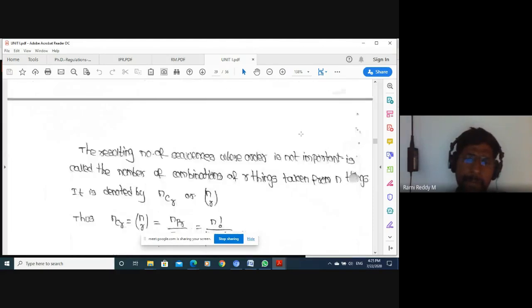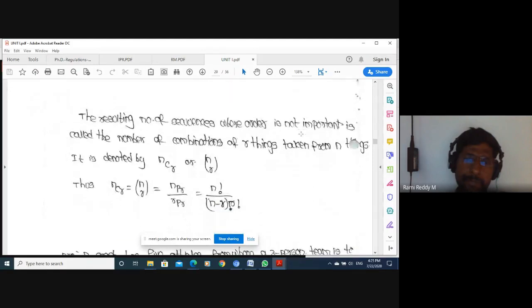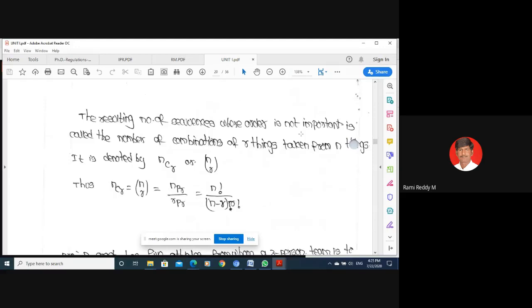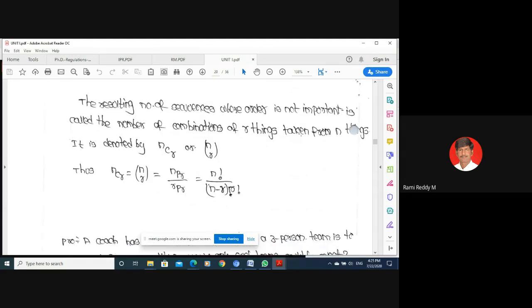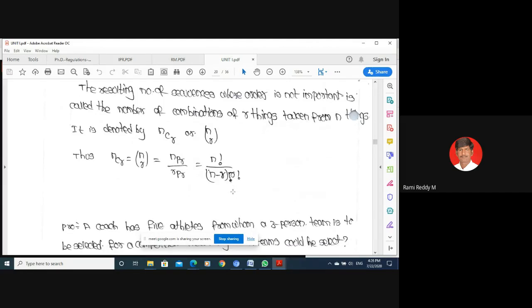The resulting number of sequences where order is not important is called the number of combinations of r things taken from n things. That is denoted by nCr, or it will be depicted like this. nCr equal to nPr divided by rPr, that equals n factorial divided by n minus r factorial into r factorial. This is the formula for nCr.